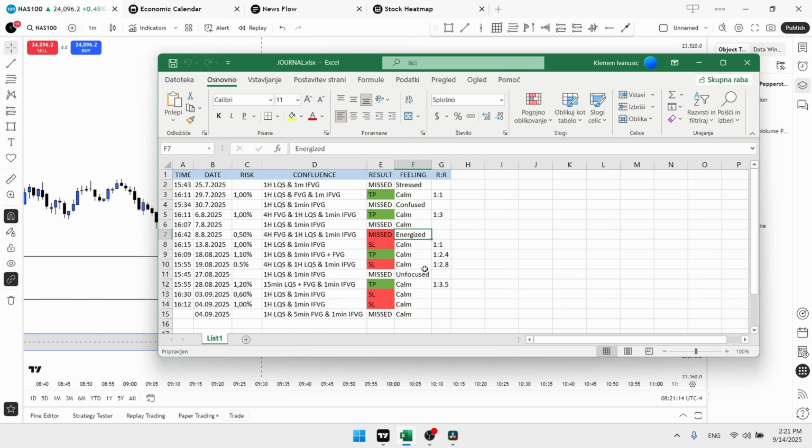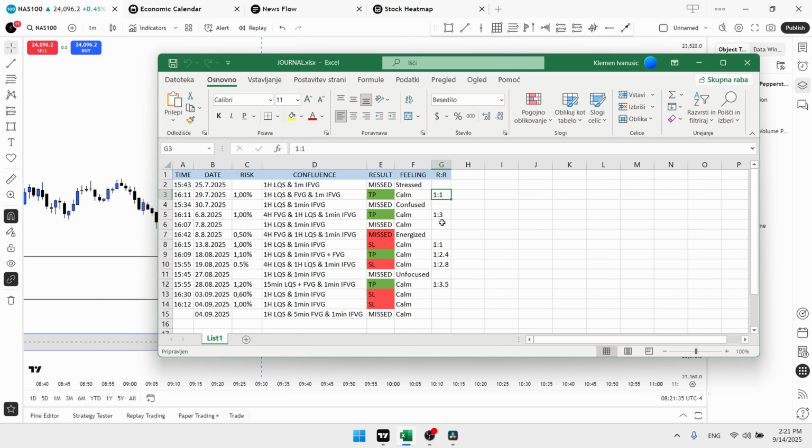But you can see most of the times when I took the actual trade, no matter if it was stop loss or take profit, I was always calm. So that's one good thing to notice. Don't enter the market when you don't feel calm. Next one, we have risk to reward ratio, of course. Over time, you can see my risk to reward has improved a lot.